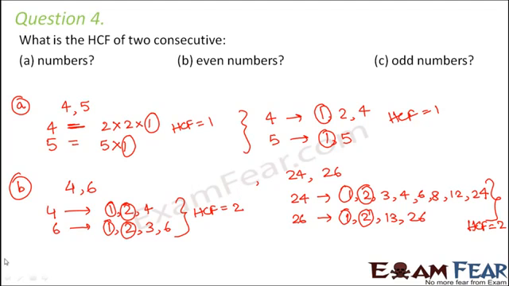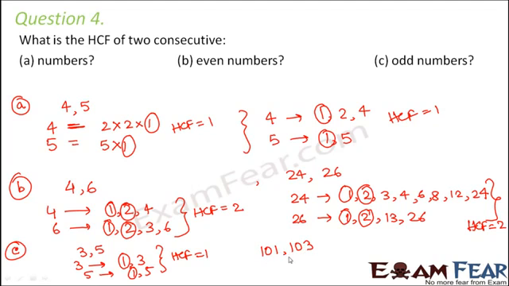Now the third one, that is two consecutive odd numbers. Now let's consider two consecutive odd numbers, for example 3 and 5. Now when you try to write the factors of 3, you get 1 and 3. For 5 you get 1 and 5. So common factor is 1. Therefore HCF would be 1. Similarly, if you take example of 101 and 103, these are two consecutive odd numbers, that is numbers which are not divisible by 2. So 101 factors would be 1 and 101, 103 factors would be 1 and 103. So here also the HCF would be 1.